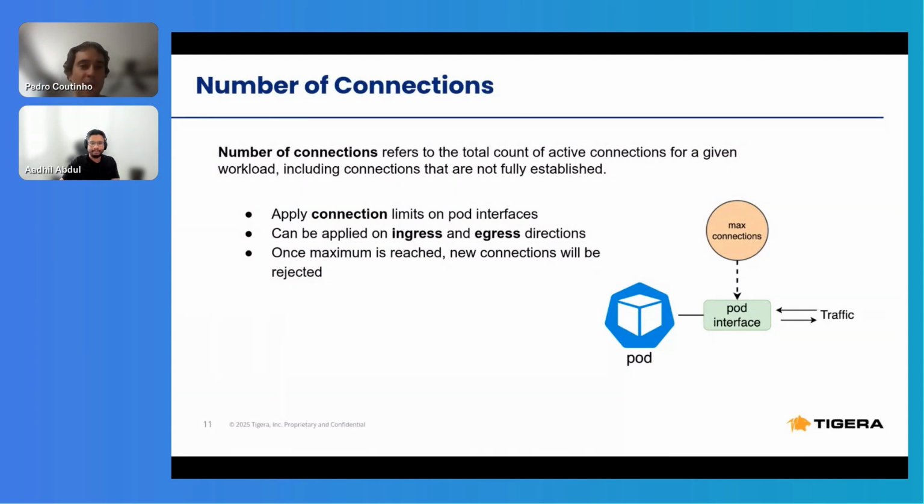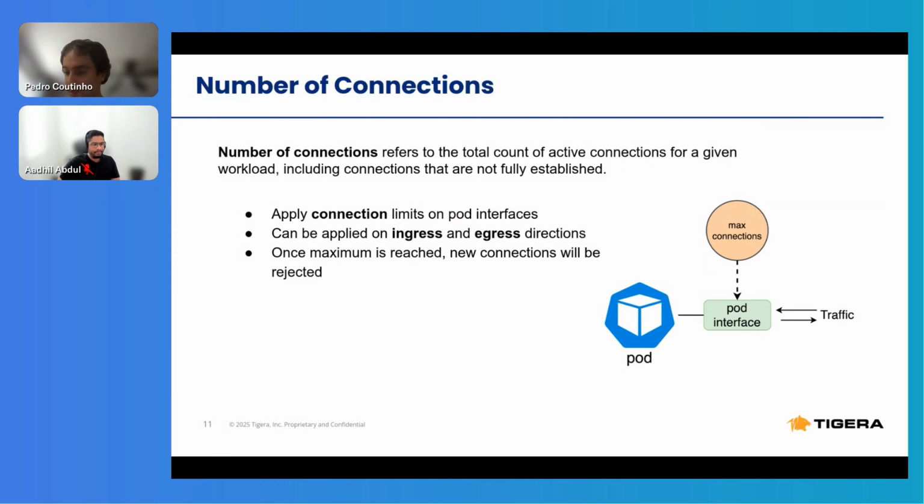Yeah. The last control is maximum number of connections, which is not a rate. So there's no token bucket filter here. It's just the number of established connections, or TCP sessions, if you will. With this, we can apply a limit of any arbitrary number that we want, for ingress, so a server accepting connections, or for egress, so a client trying to connect. Once this maximum is reached, the new connections are rejected.